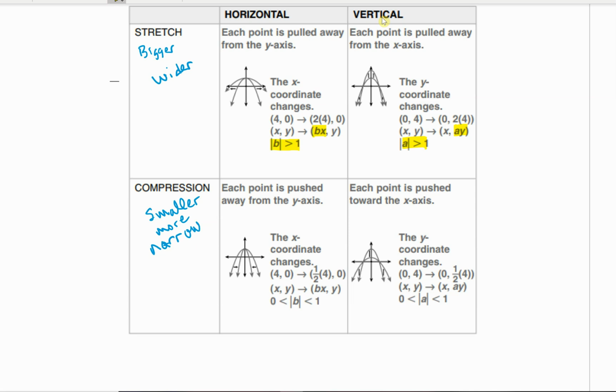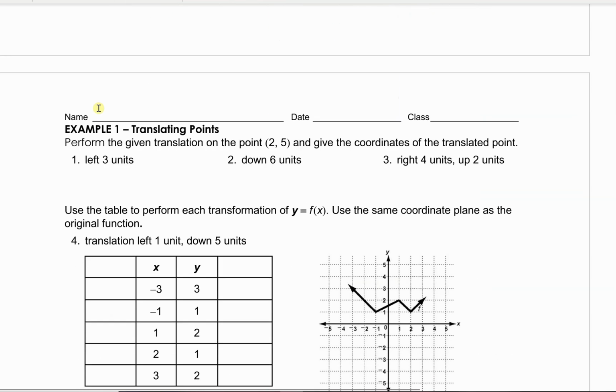And it's an identical operation for compressions, except now your b value for x or your a value for y is between 0 and 1. It's a fraction. It's less than 1. Fractions obviously make things smaller, and things that are greater than 1 make things larger.